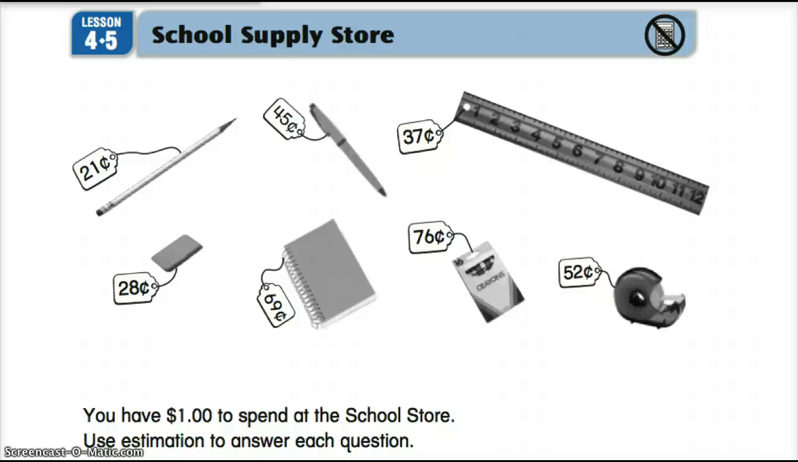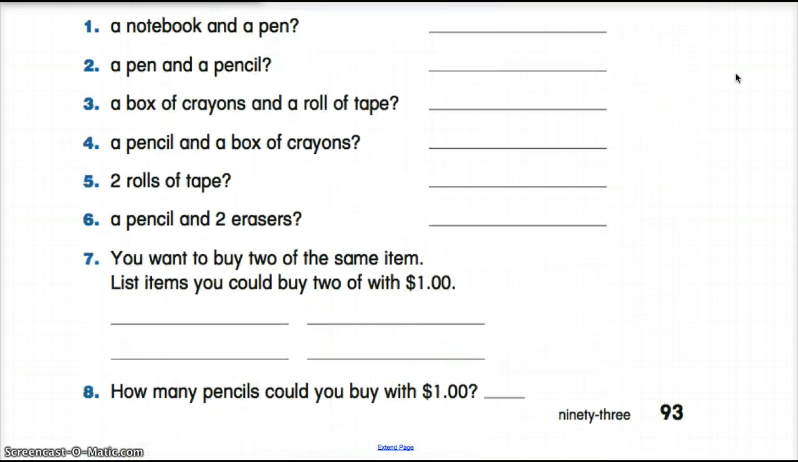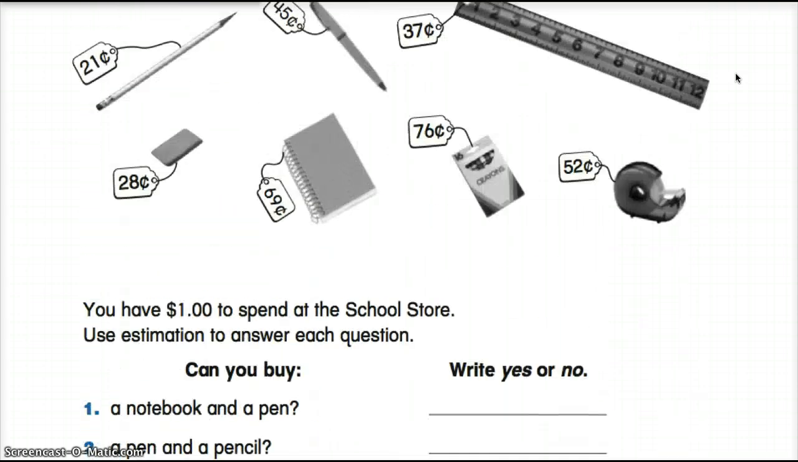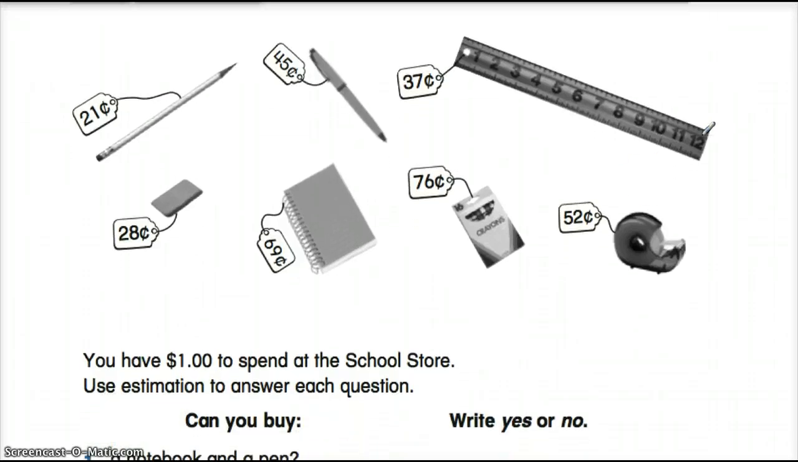Hi again. Today we're going to work in your math journal and we're going to complete this school supply store activity, and you'll find that on page 93 in your math journal. At the top you can see there are some school supplies here that have price tags on them, and what's going to happen today is that you're going to have $1 to spend. As you see, it says right here you've got $1 to spend at the school store, and you'll have to use estimation to answer each question.